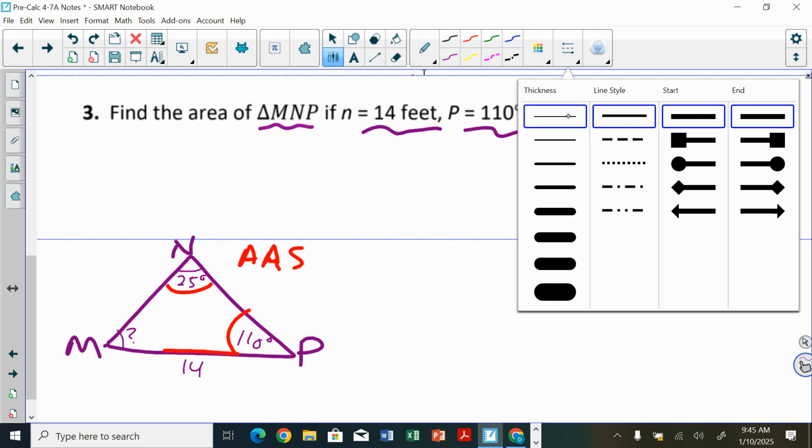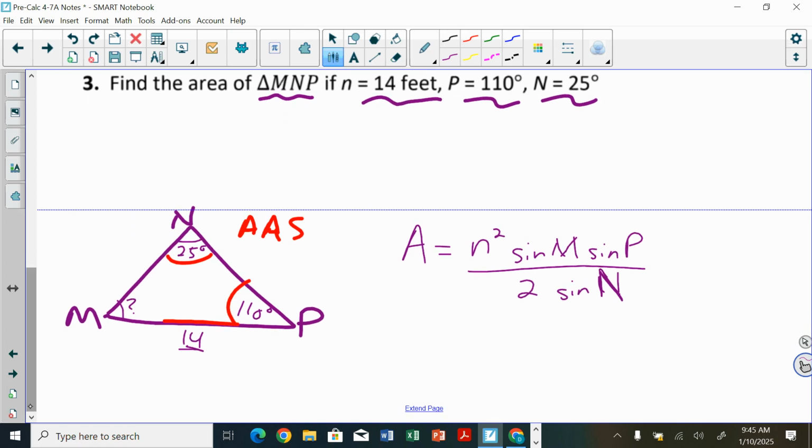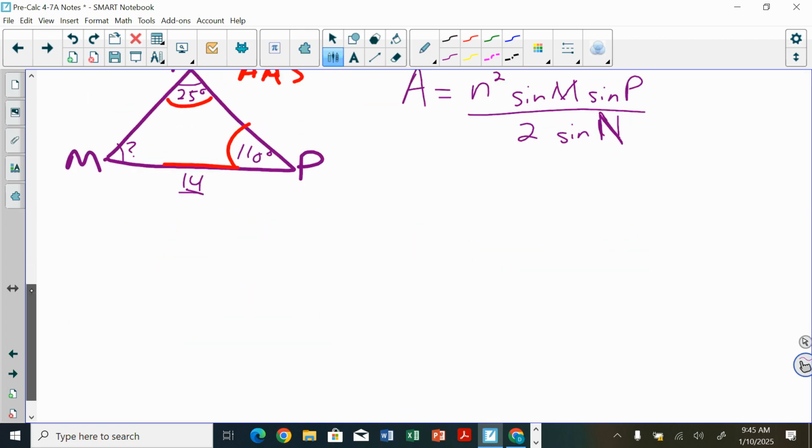So let's do it. N is the side that I have. It's the only side I have, so I'm going to use N squared. And then that means that I'm going to take the sine of the other two angles, sine of M and sine of P, and divide it by 2 times the sine of N. Okay? But in order to use this, I need all three angles, because you can see right here, I've got M, P, and N, so I need to find all three angles. Well, I can do that. That's not a problem.